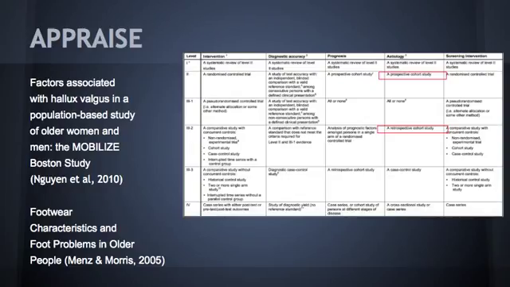The second article appraised was titled Factors Associated with Hallux Valgus in a Population-Based Study of Older Women and Men, the MOBILIZE Boston Study by Nguyen et al. in 2010. The objective was to examine the potential risk factors for HAV in community-dwelling elders in Boston, USA. There were 600 participants involved in the first wave of this ongoing longitudinal study who were analysed as having hallux valgus, greater than 15 degrees angular deviation of the first metatarsal bone toward the lesser toes.